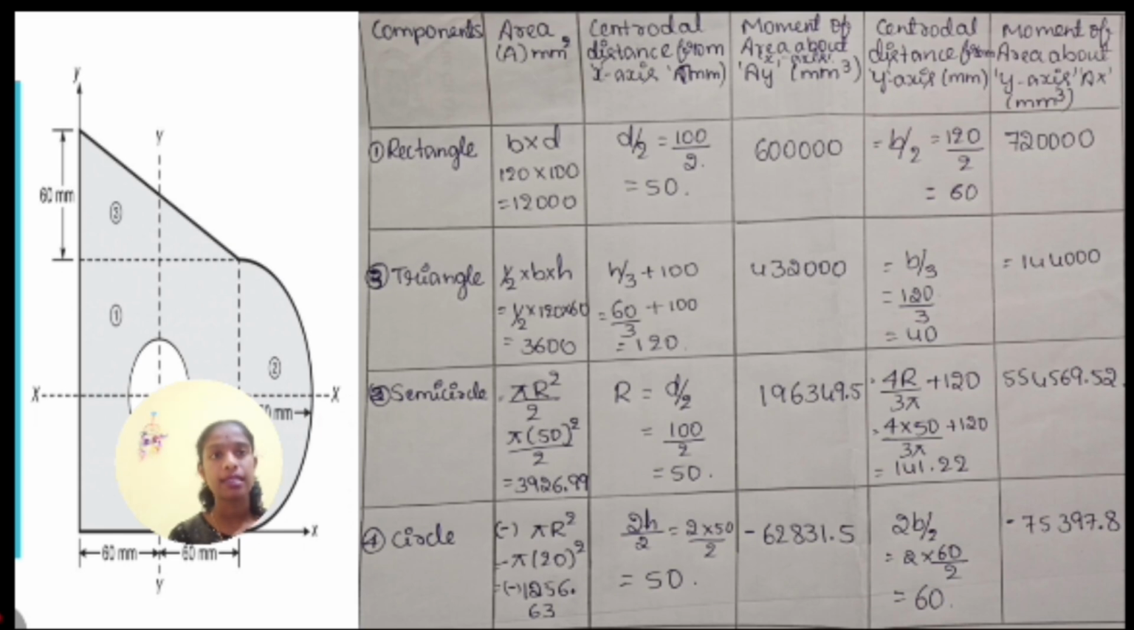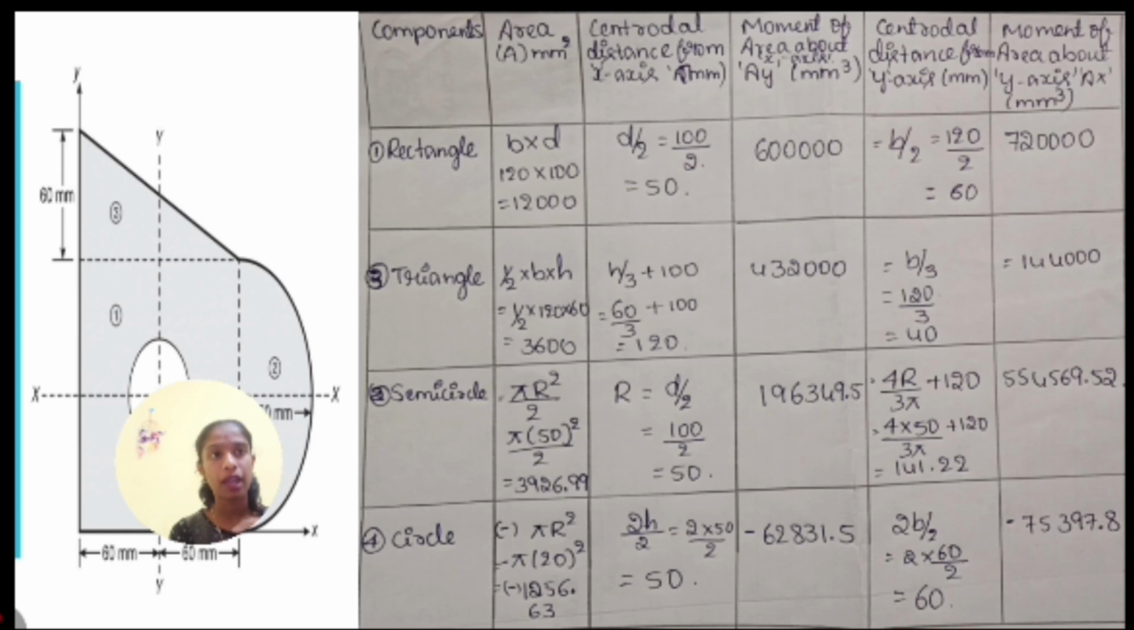Centroidal distance from the x-axis, for the rectangle we have d by 2. D is 100 and 100 by 2 we get 50. And for the triangle, the centroidal distance from the x-axis is h by 3 plus 100. Height is 60. 60 by 3 plus 100 we get 120. And for a semicircle, the centroidal distance from the x-axis is r. R means d by 2. D is 100. 100 by 2 we get 50. And for a circle, the centroidal distance from the x-axis is 2h by 2. 2 into h is 50. 2 into 50 by 2 we get 50.